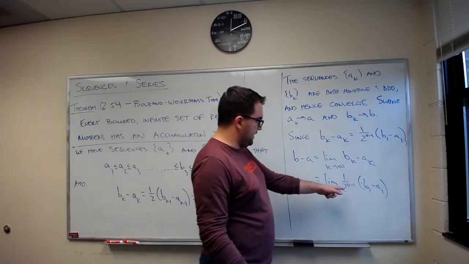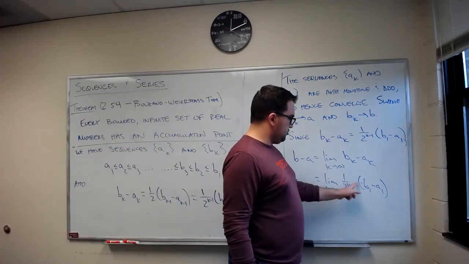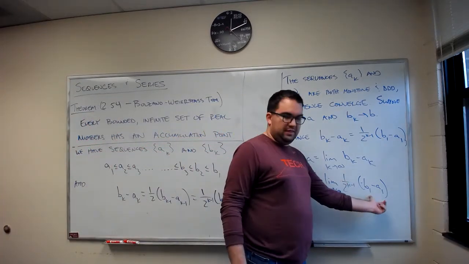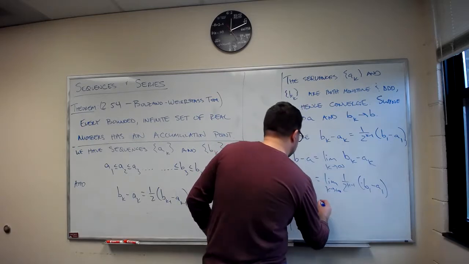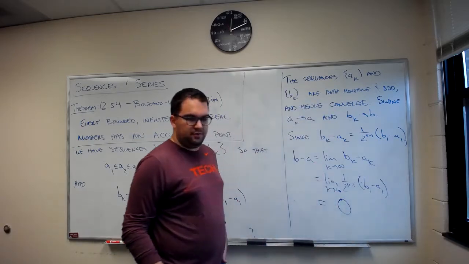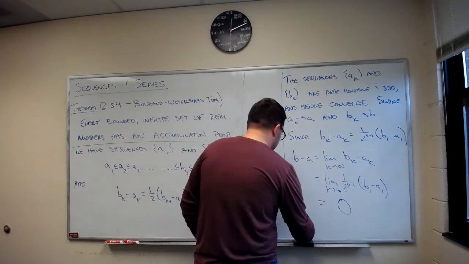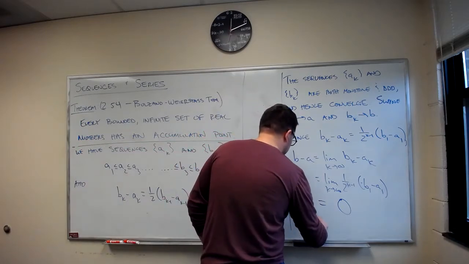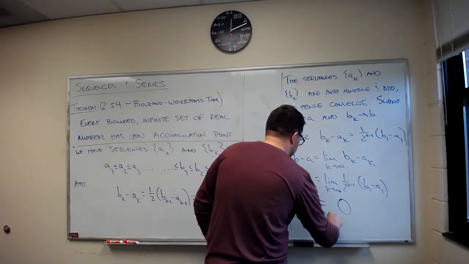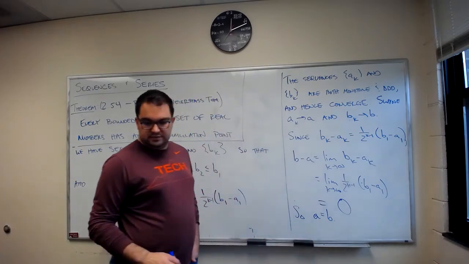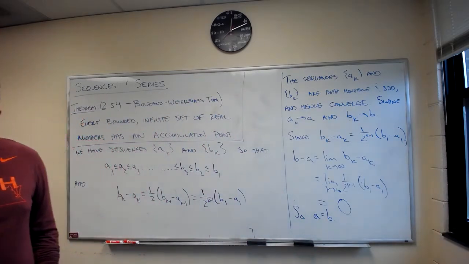But if I look here, as K goes to infinity, this term is going to go to 0, and that's fixed. So that limit is 0. So I have B minus A is equal to 0. So A is equal to B. Okay.